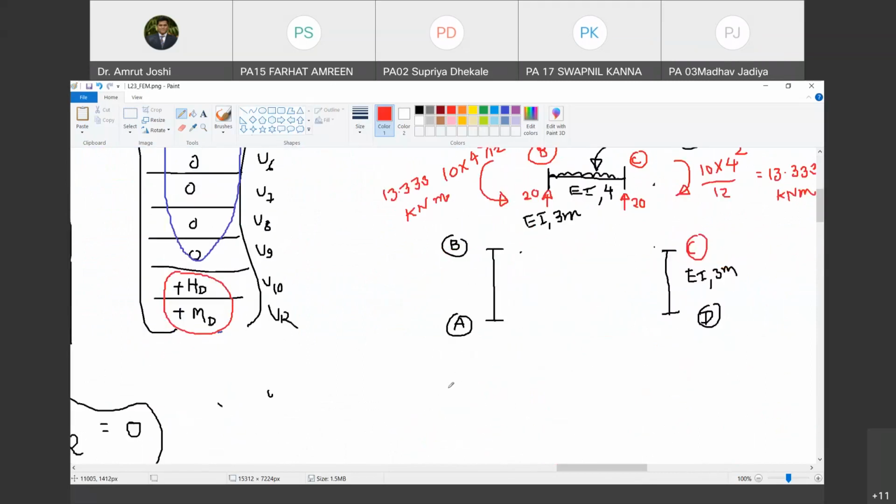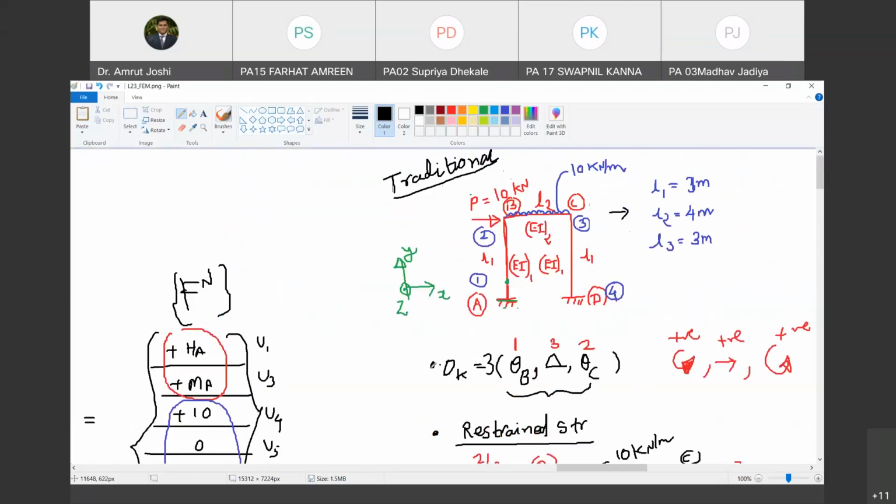What is the next step that we do in the stiffness matrix method? We develop a stiffness matrix. Are you with me? Yes, sir. So the next step is development of the stiffness matrix. And unlike the earlier case where we developed the stiffness matrix for elements and then assembled it into the global stiffness matrix, here we are going to directly develop the stiffness matrix based on global degrees of freedom that are listed under degree of kinematic indeterminacy. Are you with me? Yes, sir.